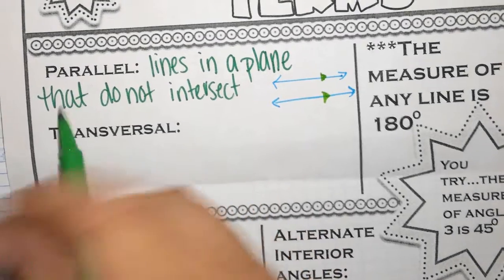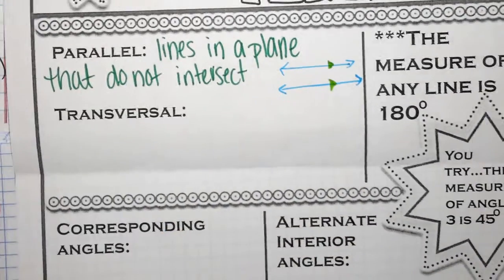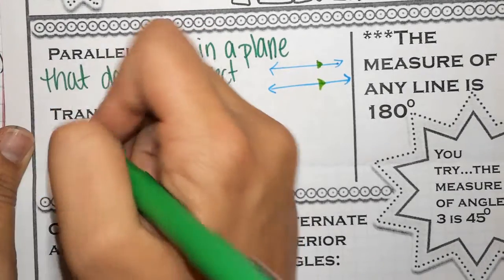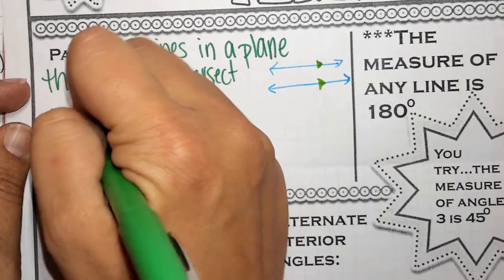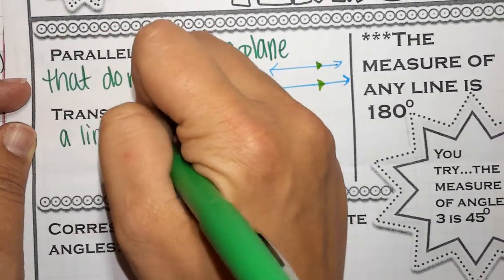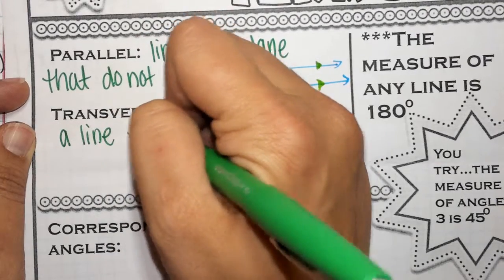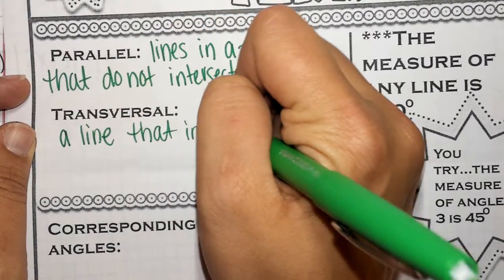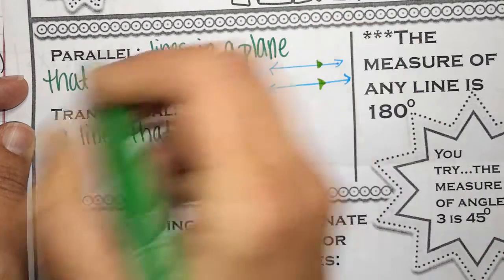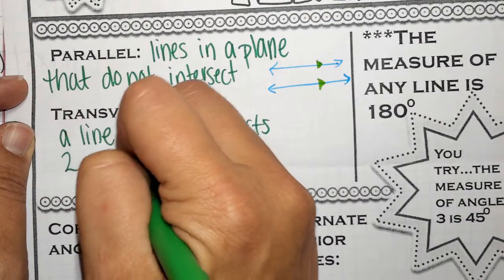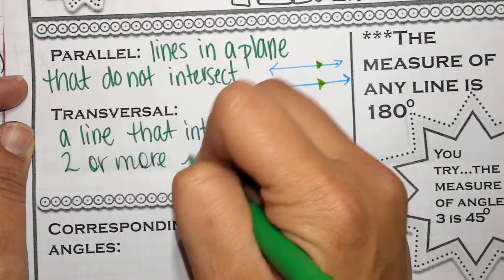Alright, now, a transversal is a line that intersects two or more lines.